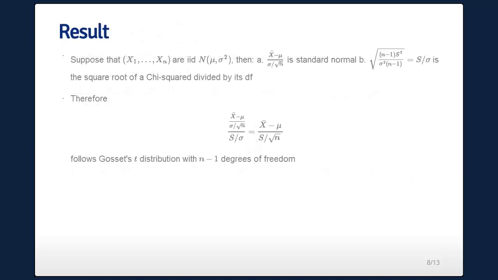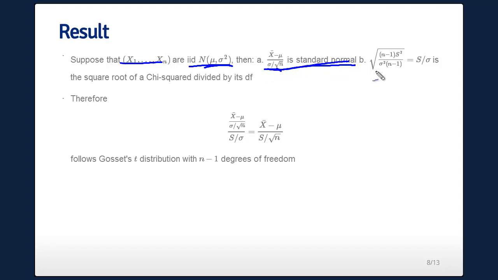So let's show how it comes up in this case. We know that if we have normal data, then x bar minus mu over sigma over square root n is standard normal, and this doesn't depend on the central limit theorem. If they're normal, then that's exactly standard normal, not approximately.